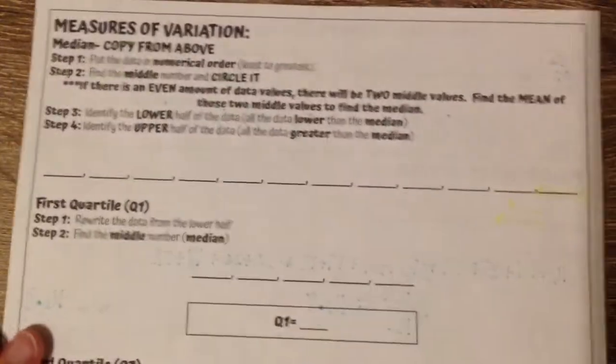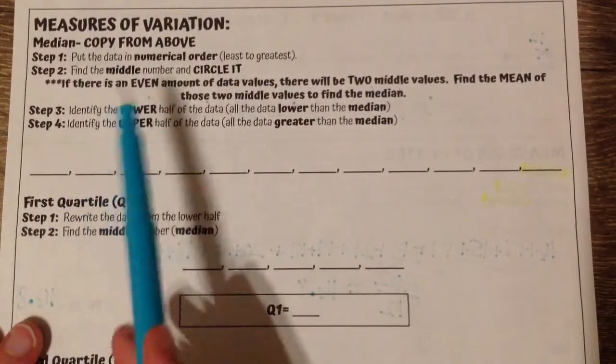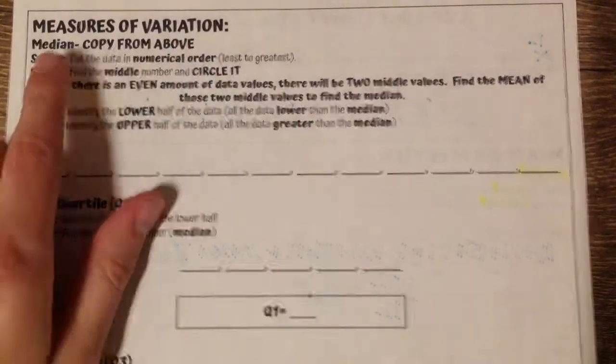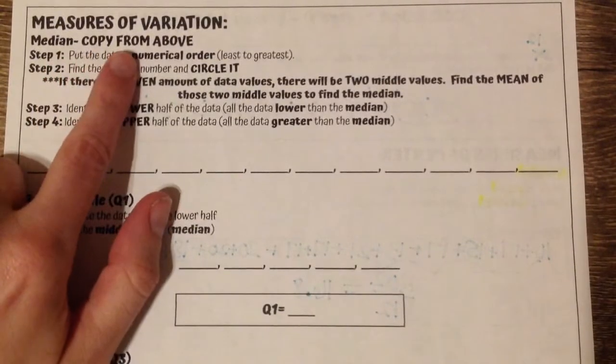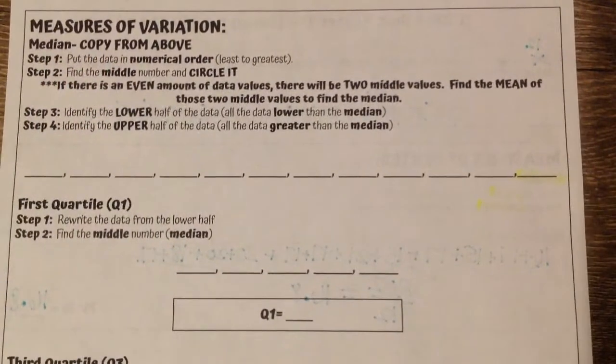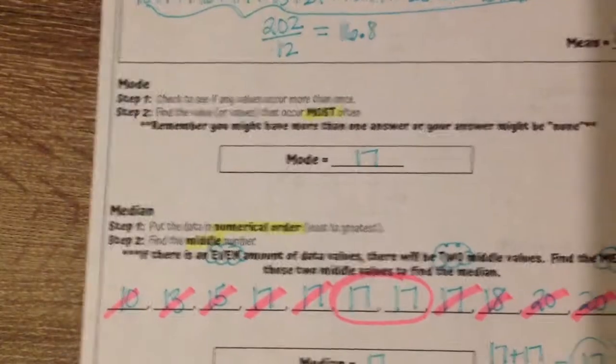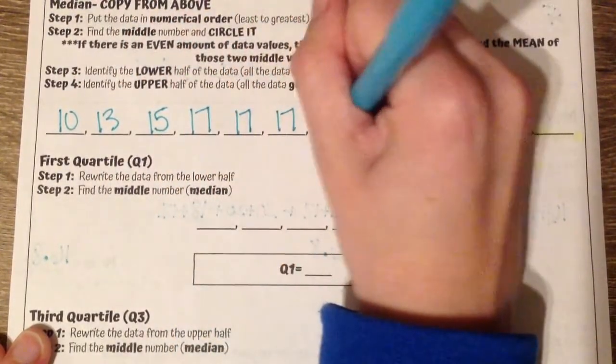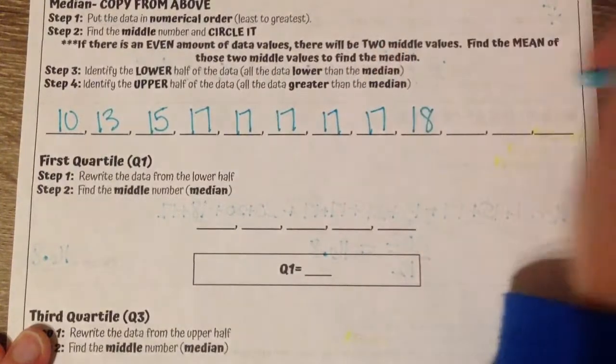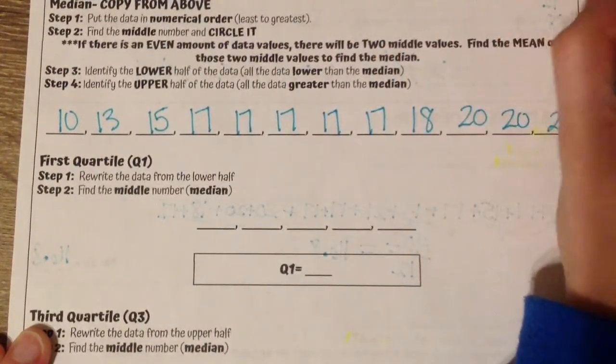Let's look at measures of variation using the same data. Normally it's all on one sheet. So what we said for the median is we're going to copy from above because we've already calculated that. For basically all of our measures of variation, we still need it in order. So I'm going to just copy the work that we already had and rewrite what the order was. 10, 13, 15. Then we had 5 17s, and 18, 2 20s, and 21.